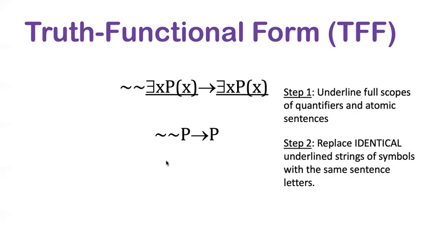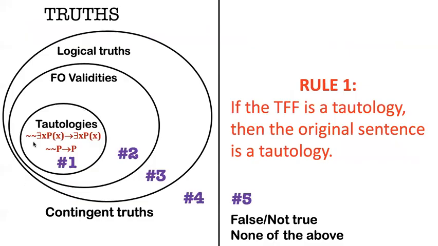If you do a truth table for this, what you'll discover is it's a tautology. It's true on every row. So this sentence would go in region 1. And here's the rule. If the truth functional form of a sentence is a tautology, then the original sentence is also a tautology. So that's where this sentence goes.